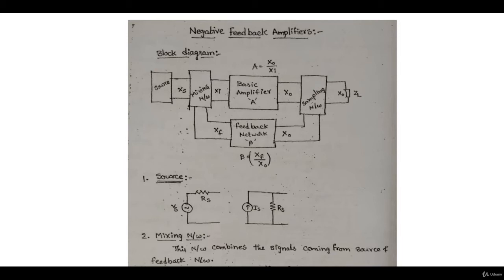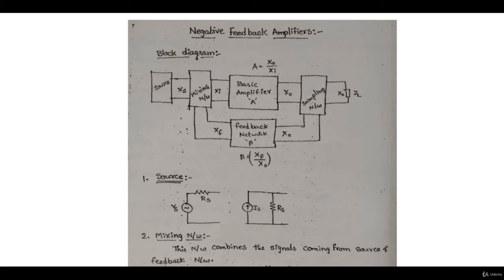Here you can see the transfer function you can calculate. X0 by Xi is A, which is the gain, and beta, which is called the feedback factor, is Xf divided by X0. It is not X0 divided by Xf, it is Xf divided by X0. This is what we will be calculating most of the time.